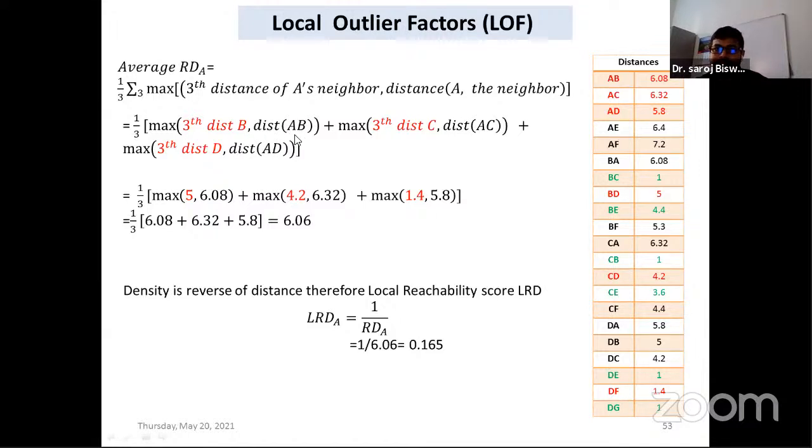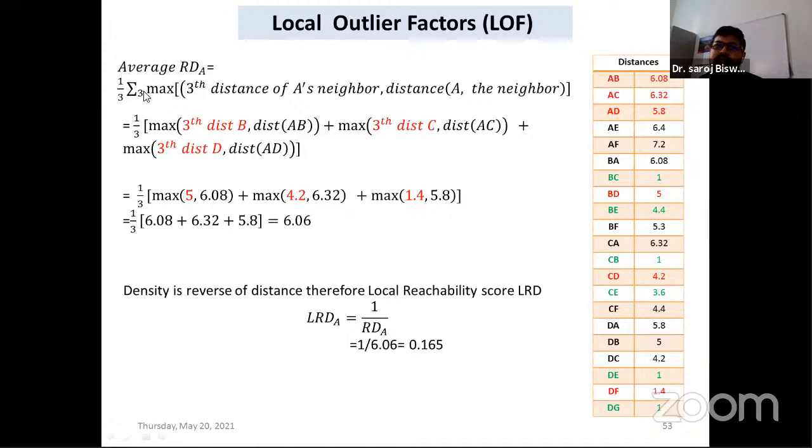So this one is done. The same thing we have to do for 2 more neighbors: max, third distance of C, because C is a nearest neighbor, comma, dist AC, plus max, third distance of D, because D is a nearest neighbor, and then the distance between A and D. From each pair, our objective is to find the maximum. Now keep the values, because all the distances are available in the table we made. So 1/3 max, 3 times we have done.